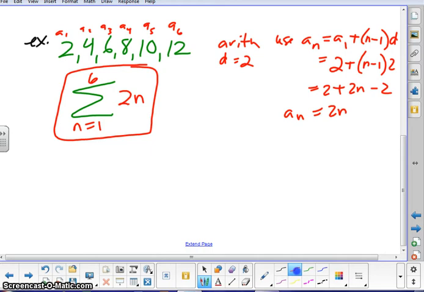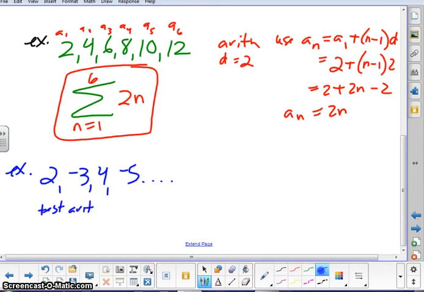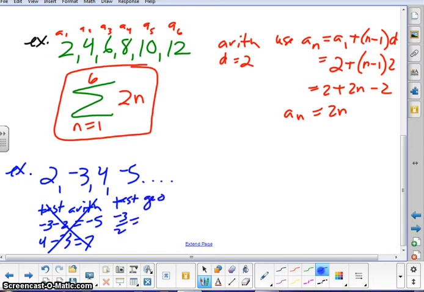Okay, and then the last one for this video is going to be 2, negative 3, 4, negative 5, and so on. Okay, so if you check the test for arithmetic, if I subtract negative 3 minus 2, I get negative 5, and 4 minus a negative 3, I get 7. So it cannot be arithmetic. The test for geometric is negative 3 over 2, and then 4 over negative 3. So neither one of those match, so that can't be geometric.